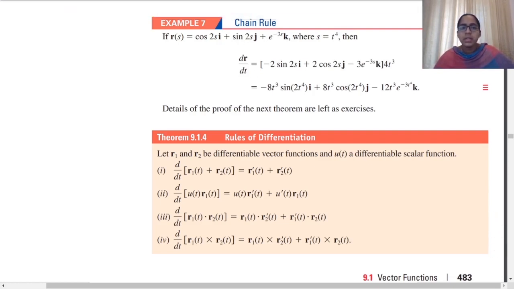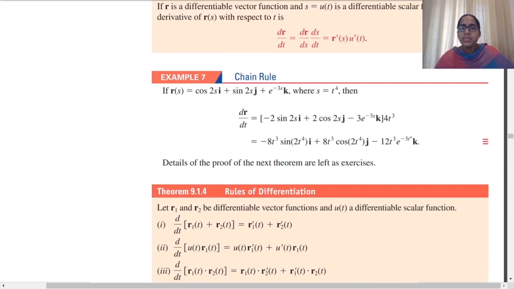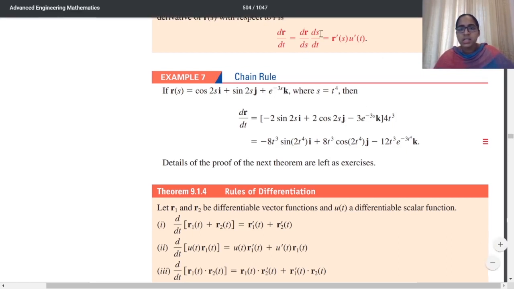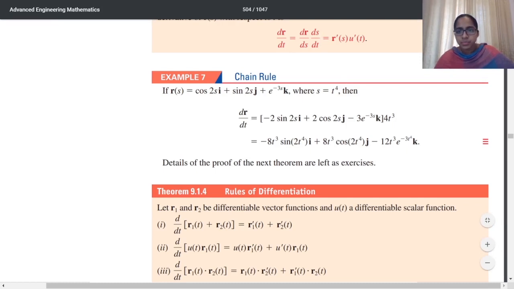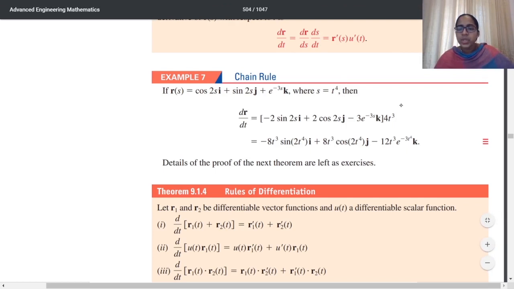What will be dr by dt? First we have to differentiate this function r with respect to s, and then we have to differentiate s with respect to t. So the derivative of cos 2s would be minus 2 sin 2s i, and sin 2s gives plus 2 cos 2s j, and this would be minus 3 e raised to minus 3s k. That gives us dr by ds. Next, what is ds by dt? s is t raised to 4, so with respect to t it will become 4 t cubed. So this is the required value.